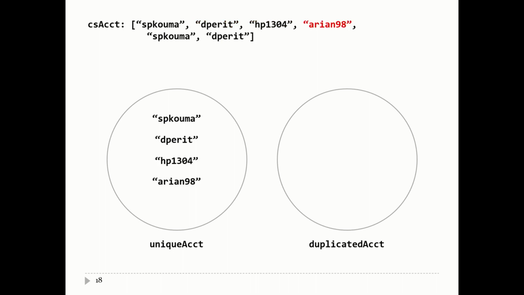Now when I get to the next name, that name is already in the unique account set. So it doesn't get added again, and add returns false. So I know now I have to put it into the duplicated account set. And then finally, the last one already appears in unique accounts, so we don't add it to the unique accounts again. Instead, you add it to the duplicated accounts. And there are your two sets.